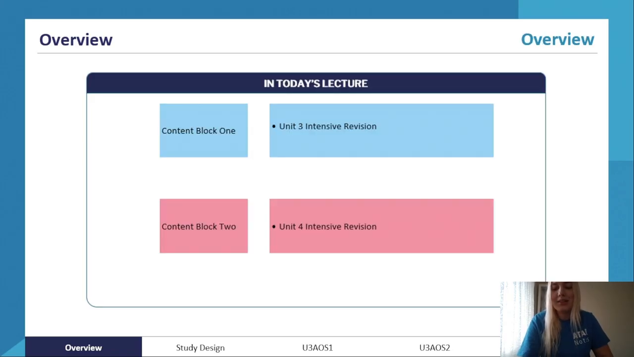So on this slide, you can see the layout of today and what we're going to be doing. It's basically just split into two blocks. We'll be doing Unit 3 revision and Unit 4 revision as well in the second part of the lecture. There is going to be a lot of content, and we'll have to move through really quickly to make sure that we can cover all of the main concepts because Legal is a very content heavy subject.